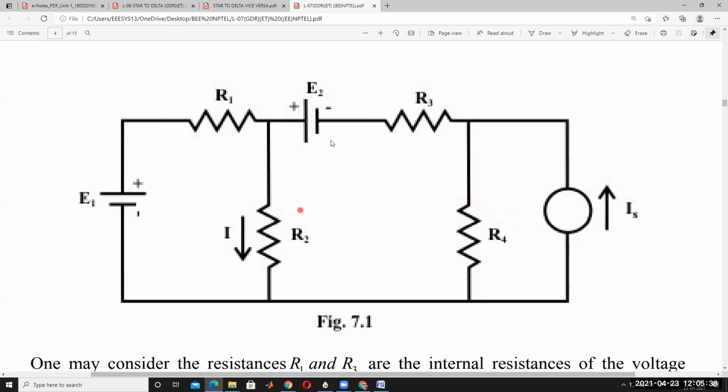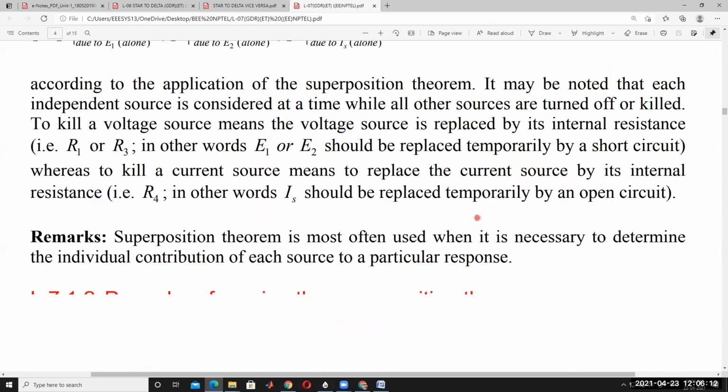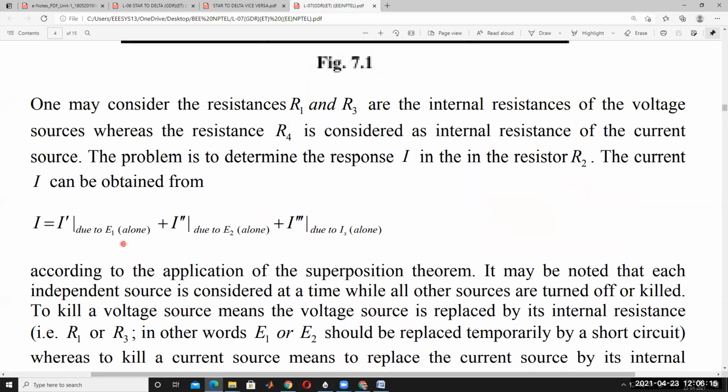So how to deactivate? A voltage source is replaced by its internal resistance, and the voltage source's internal resistance is 0. So a voltage source is short circuited. A current source is replaced by its internal resistance, which is infinity, so the current source is open circuited. Understood? Voltage sources are short circuited, current sources are open circuited. In this way, by activating and deactivating these two different types of sources, we get the response.